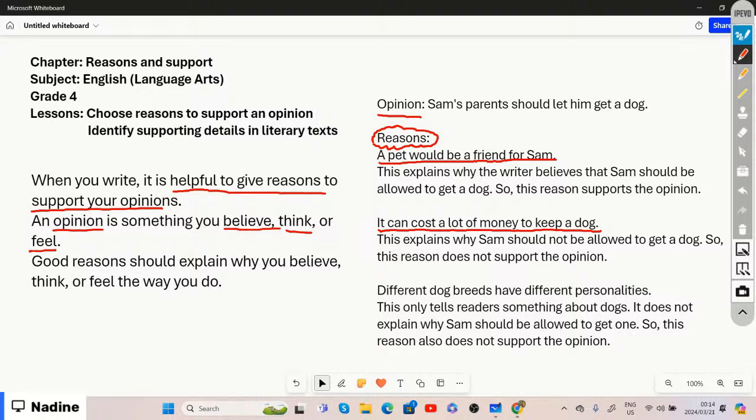So three reasons were given to us, right? One basically supports why Sam should get a dog. The second one supports why they think he shouldn't, because it's expensive. And then the third reason did not even make sense, because they didn't talk about reasons to get a dog, they just spoke about the personalities of specific dogs.